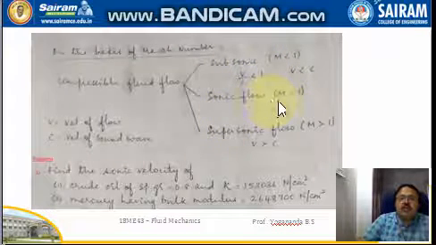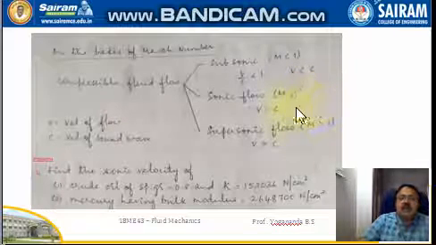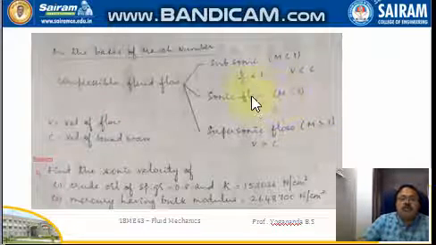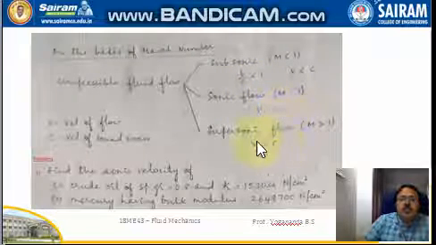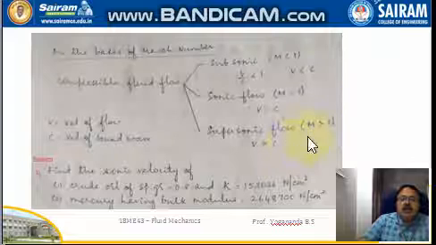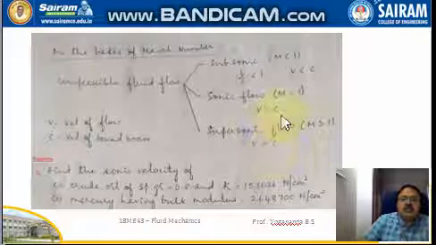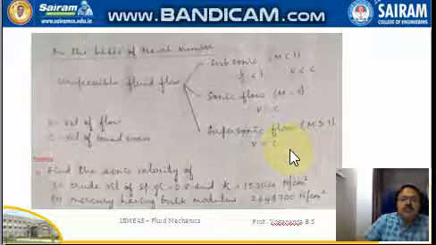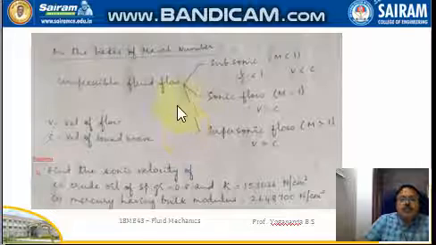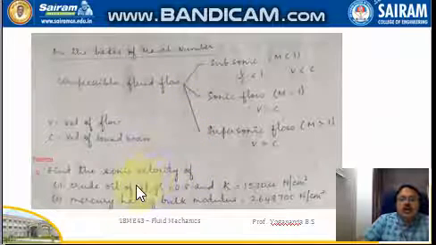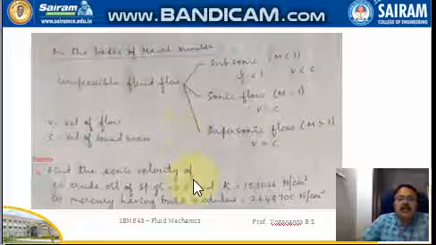And sonic flow is the case when M is equal to 1, that is the Mach number is equal to 1. So V divided by C is equal to 1, so V is equal to C. Then supersonic flow, that is the Mach number is greater than 1. So V by C is greater than 1, so V is greater than C. When we take the numerical problems, you will have a better idea about the type of the flow.